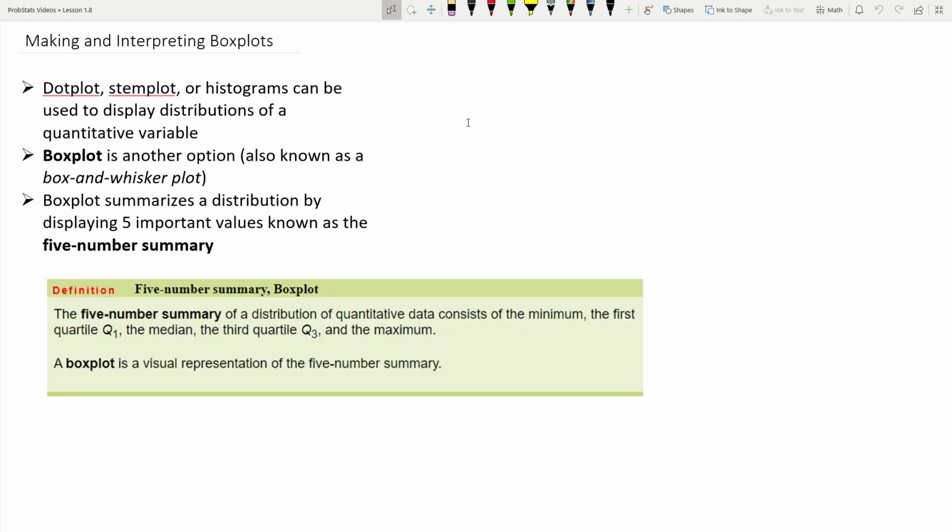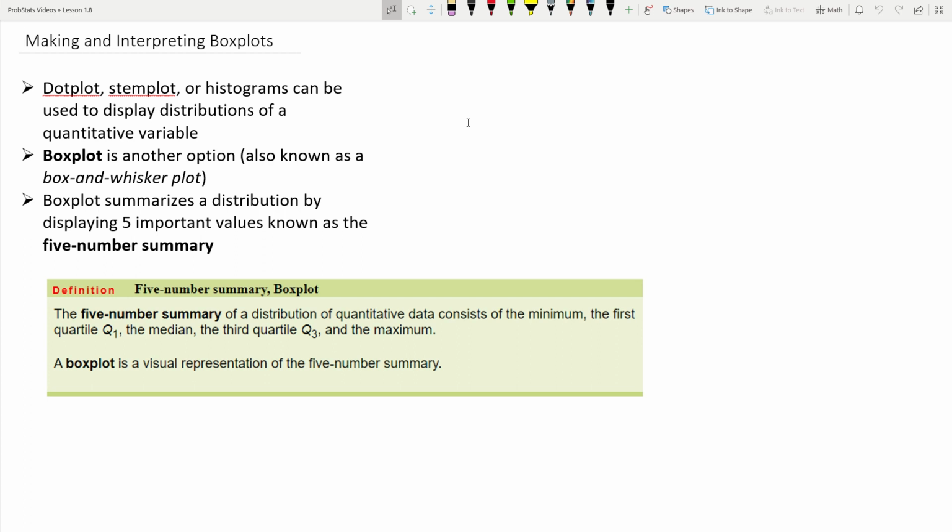All right, so if we want to make and interpret box plots, then we're going to actually need what we call the 5-number summary. Recall earlier, the dot plot, stem plot, or histograms were used to display distributions of a quantitative variable. Now we're going to be using another option known as the box plot or the box-and-whisker plot. So the box plot summarizes the 5-number summary. So what is the 5-number summary?